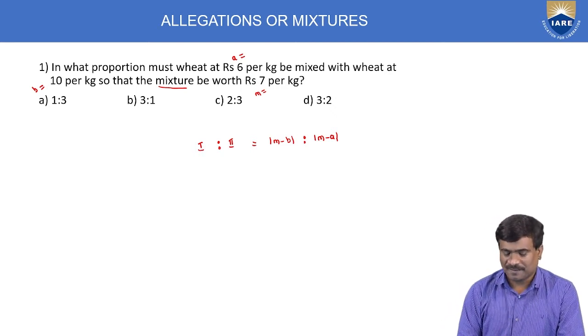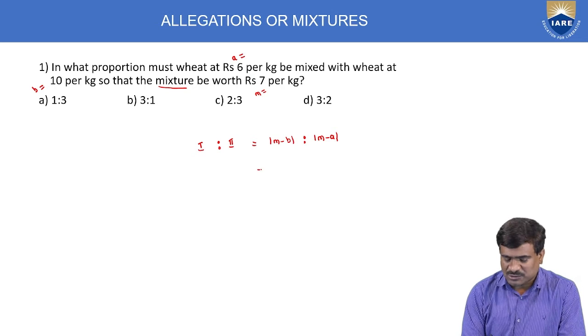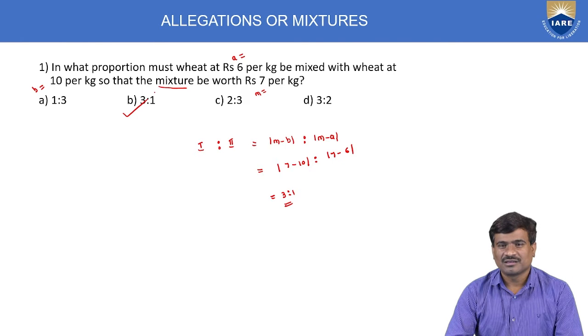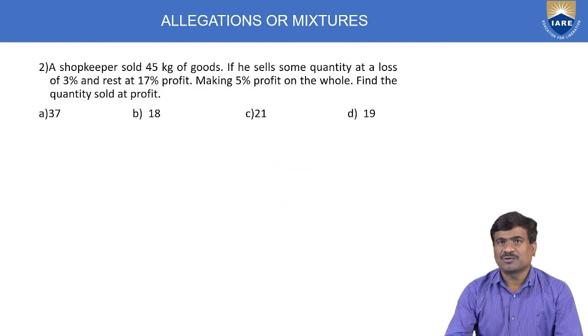But in this example, type 1 is to type 2 is equal to modulus of M minus B is to modulus of M minus A, where M is equal to 7, B is equal to 10. Similarly, M 7, A 6, the ratio is 3:1. Option B only is correct. Next, second example, number 2.